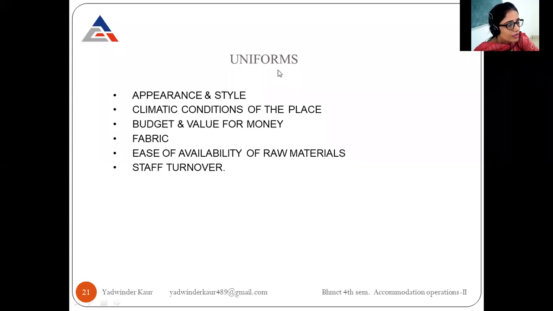Suppose we order some amount of meters of cloth, right? But somehow we require more. So it should be easily available in the market so that we can purchase again, right? So staff turnover, like how many staff are working with you, we also have to think about that, right? So accordingly we have to decide the uniform.